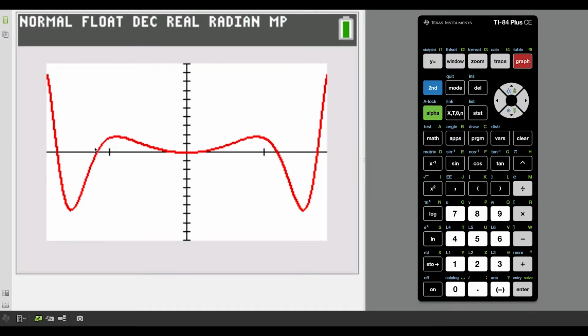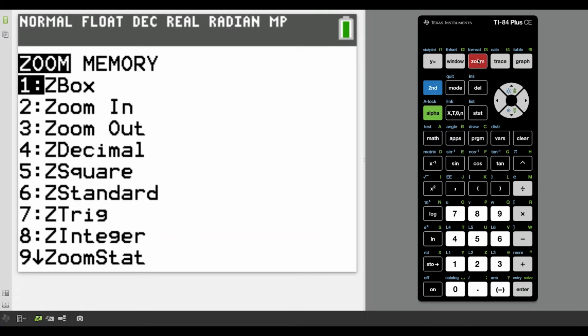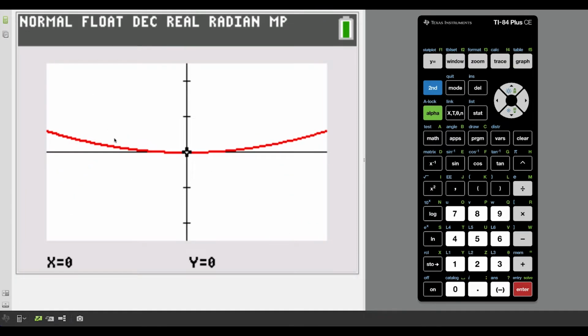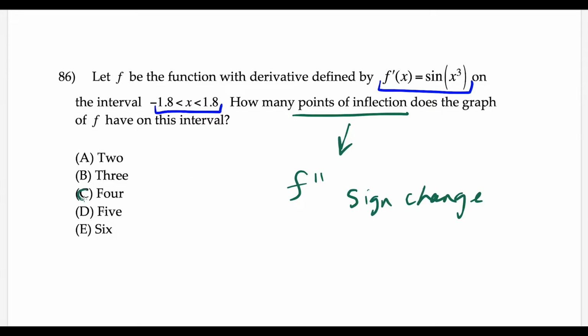So we have 1, 2, 3, 4. This one maybe is a sign change, but I would zoom in. And if we zoom in here, we can see this is a point of tangency. So there's only going to be 4 sign changes for this one. So 86 is choice C.